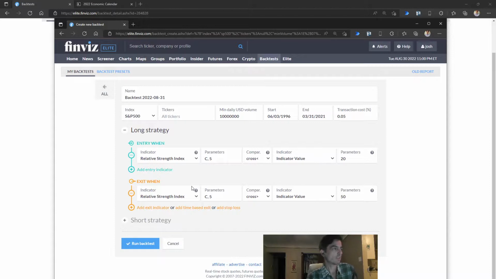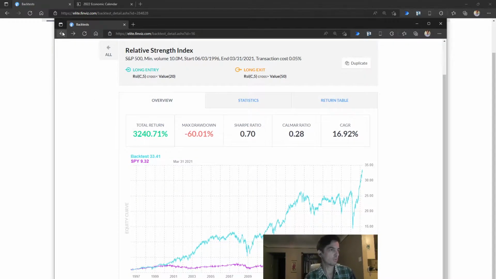Let's see how it works. So they're saying when the relative strength for the 5-day period crosses to be less than the 20-day period, then you enter, and then you exit when it crosses over the 50-day. Okay, so that's insane. All right, so that is 3,200.